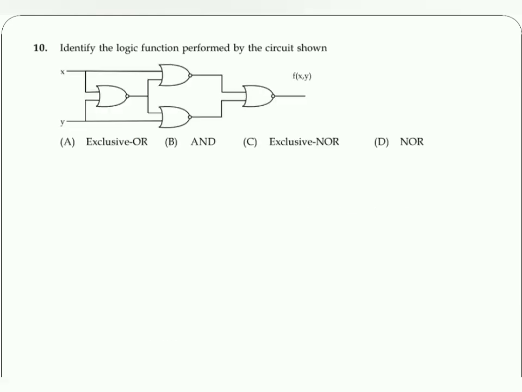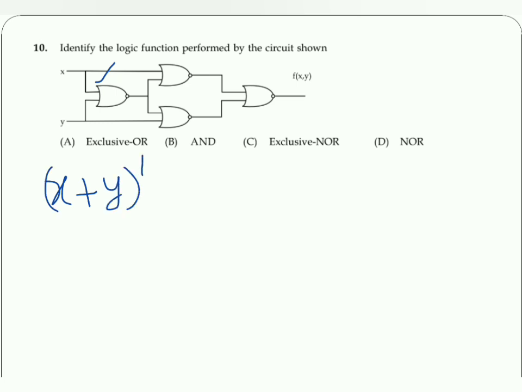Next one. Identify the logical function performed by the circuit shown. So here 4 NOR gates are given. This is a combination of NOR gates. So we have to find out the expression for the given logical circuit. We know that for the first NOR gate, we have (x plus y) whole dash.